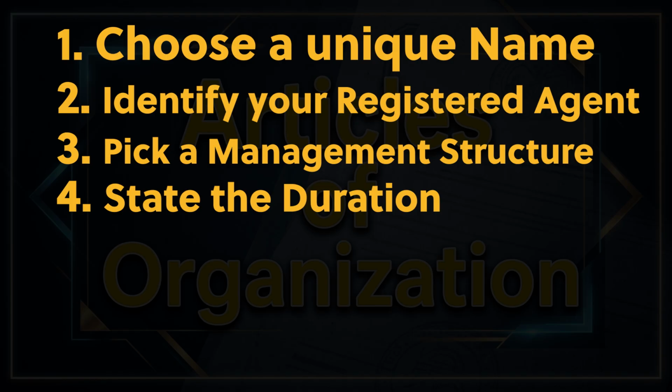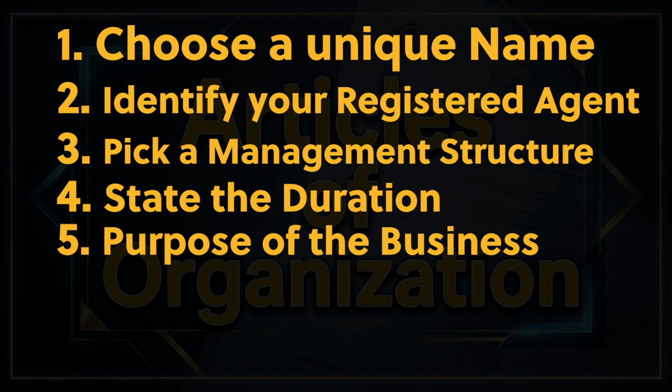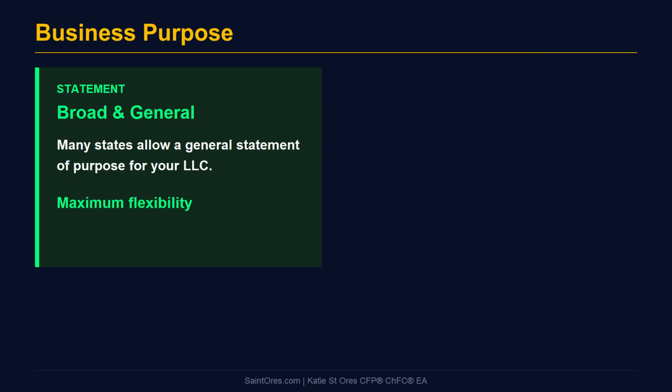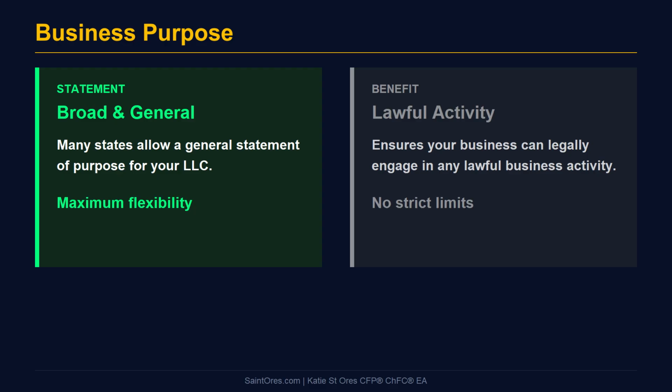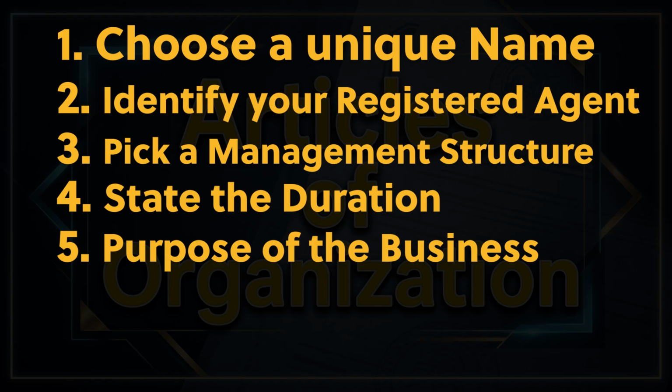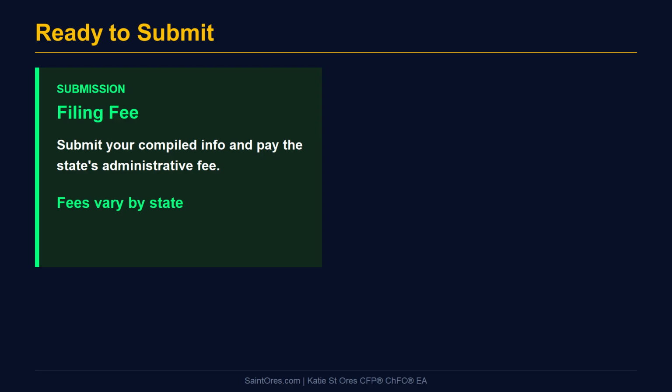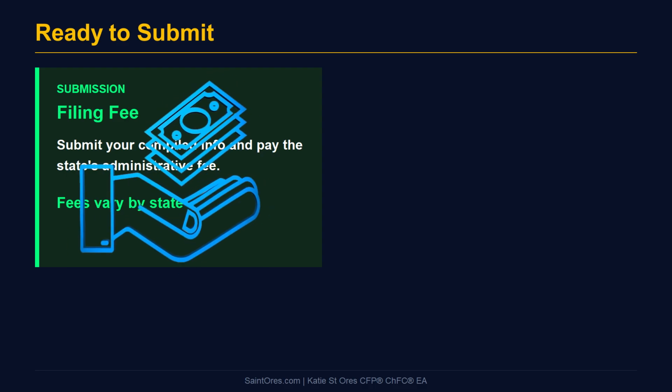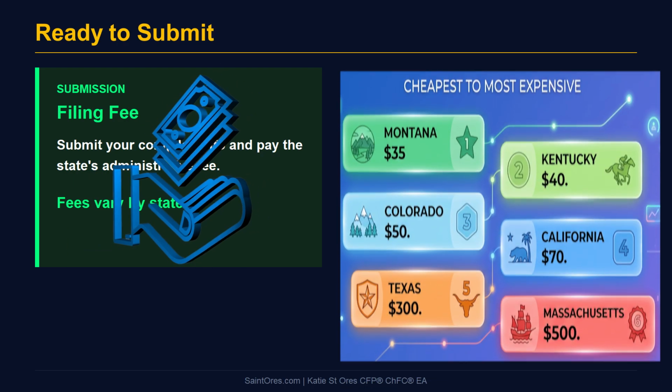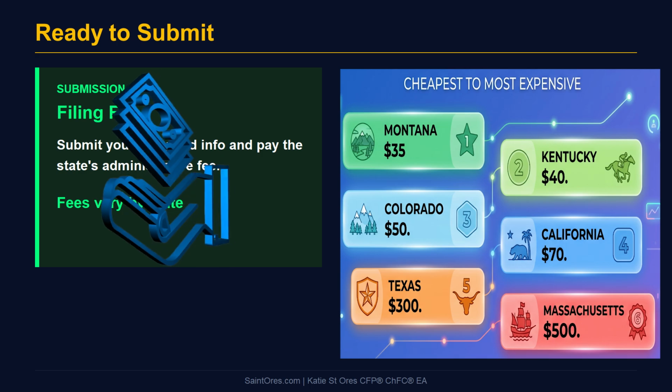Finally, you must state the primary business purpose. Many states allow a very broad and general statement here. This ensures your business can engage in any lawful activity. Once you compile all of this essential information, you will submit it and pay the required filing fee. This administrative fee varies widely depending on your local state guidelines.